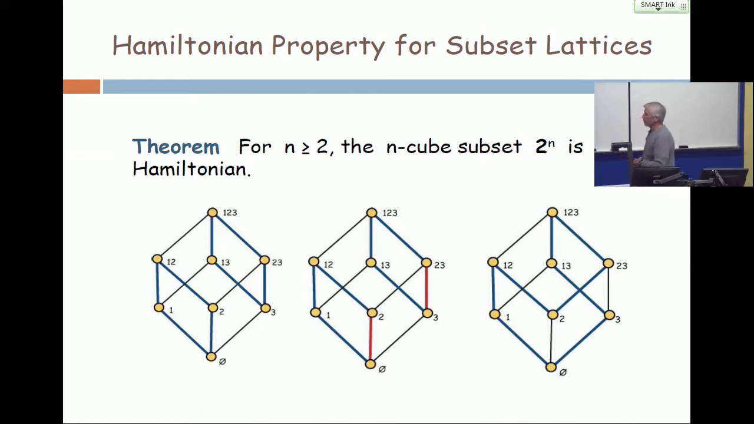All right, now let's go to the middle figure. What have I done in the middle figure? I have chosen my favorite edge. Any edge will do. In this case, I chose the edge between the empty set and 2, and the corresponding edge between 3 and 2-3, and I've colored those edges red. The only difference between the picture on the left and the picture in the middle is that 2 matching edges have been colored red.